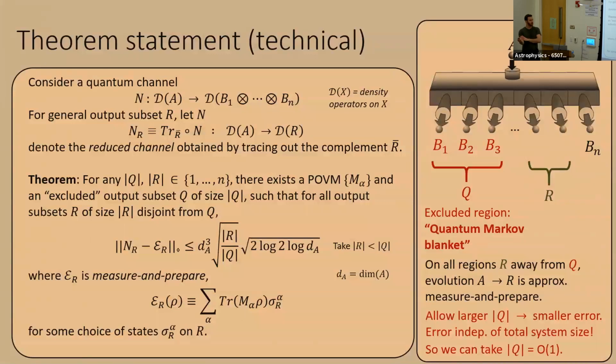Yeah, good comment. So maybe R is 1 and Q is 10. We can choose that in the setup of the theorem. And now we'll get something like only 10% error. And it doesn't matter how big the spin chain is. It could be an infinite spin chain. Okay, I see. For any channel.